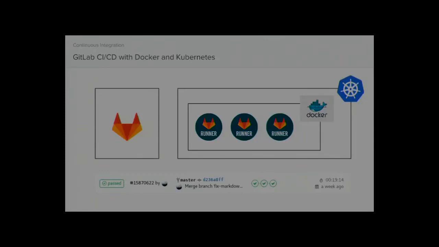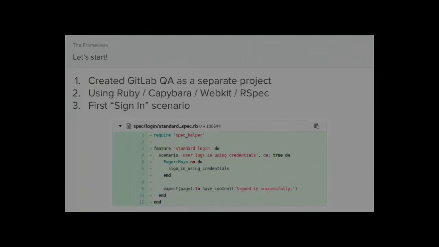But how to do that? How to design a framework like that? So in GitLab, one of our core values is iteration. So we decided that we are going to trust iteration again, and with that we need to start very simple. So we created a separate project called GitLab QA.